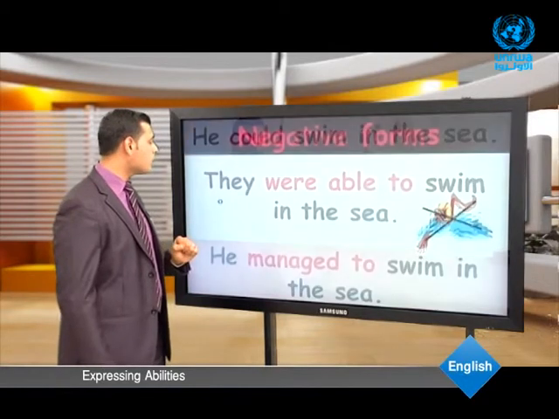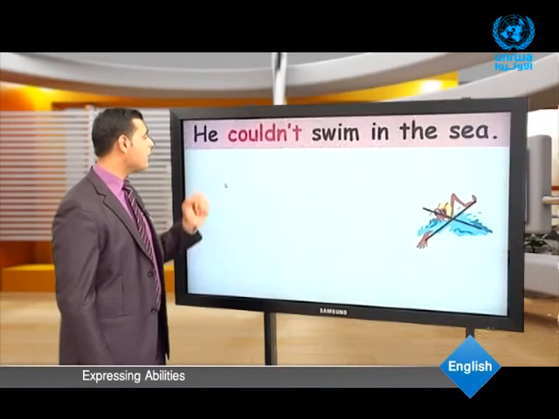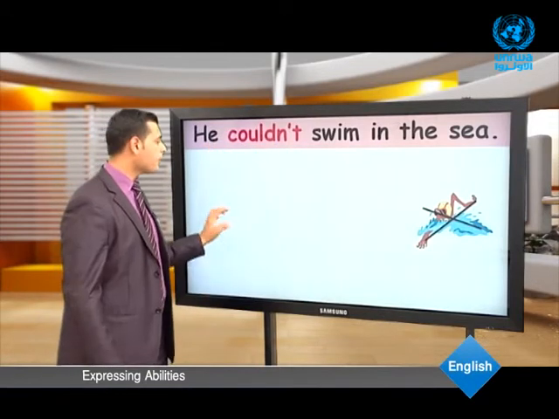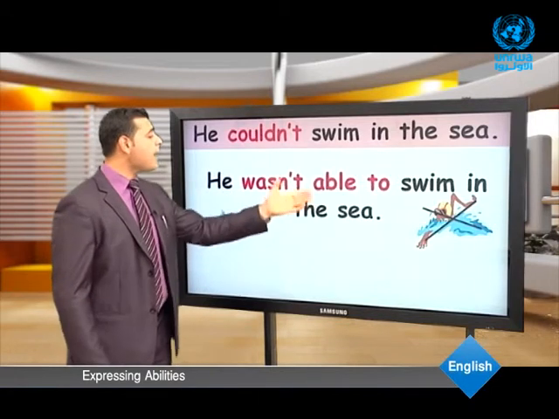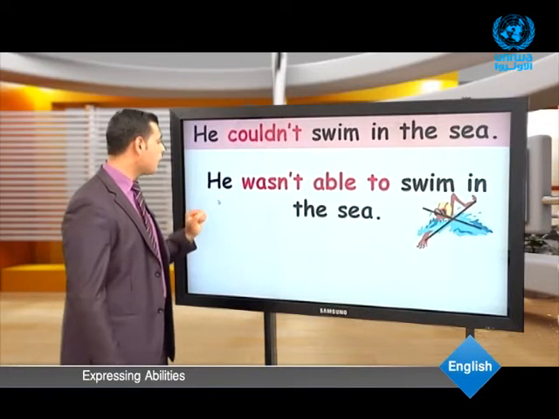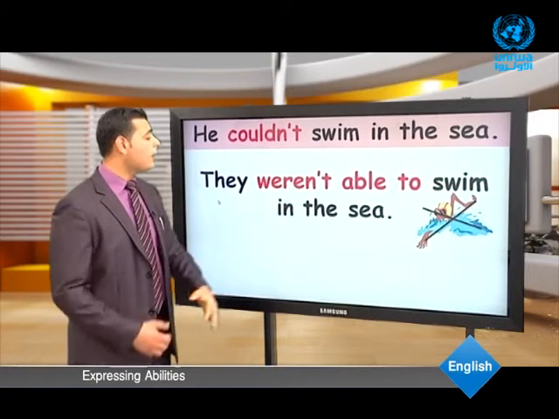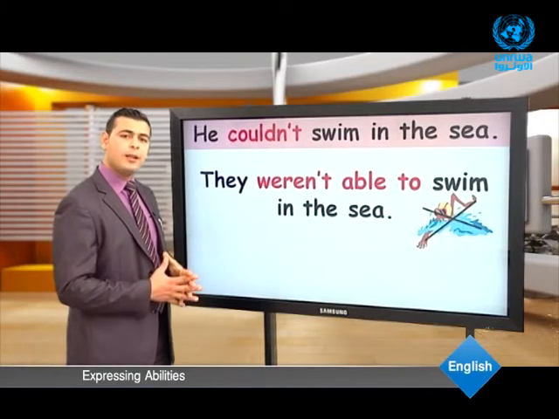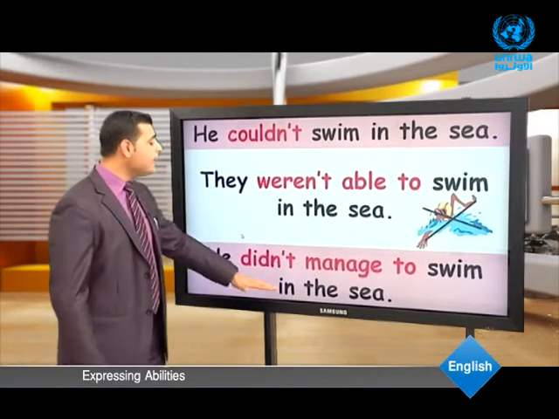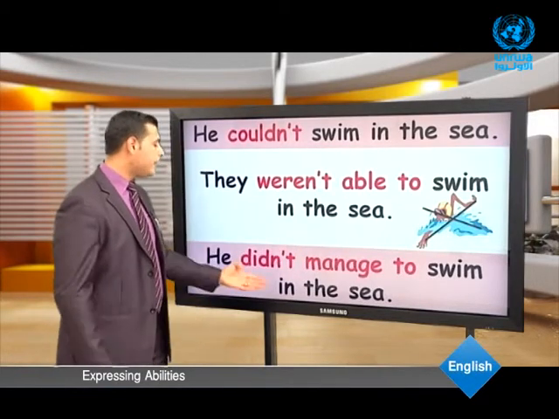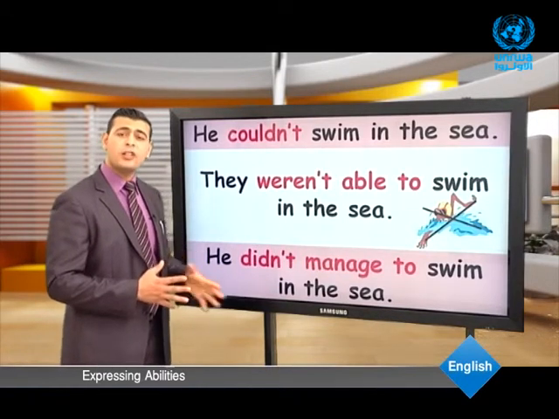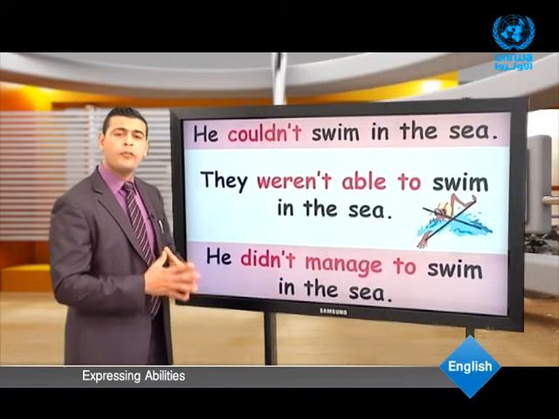What about the negative forms? In the negative forms, we have he couldn't swim in the sea. He wasn't able to swim in the sea. In the plural form, they weren't able to swim in the sea. What about managed to? He didn't manage to swim in the sea. So as you see, dear students, after all these structures, we use the base form of the verb.